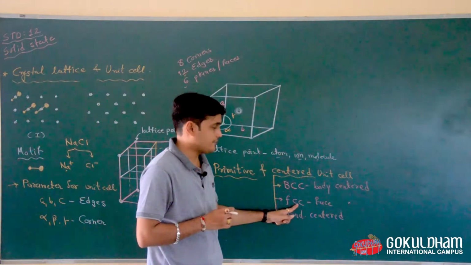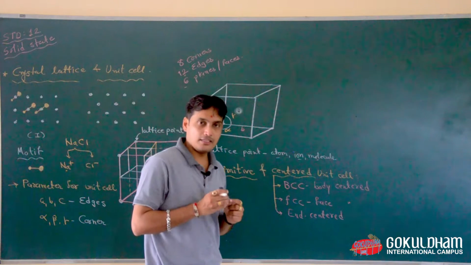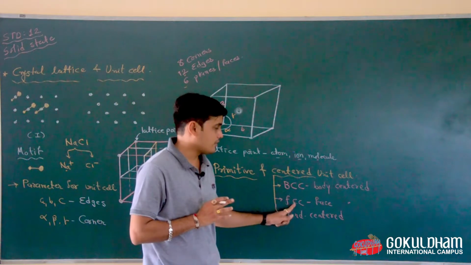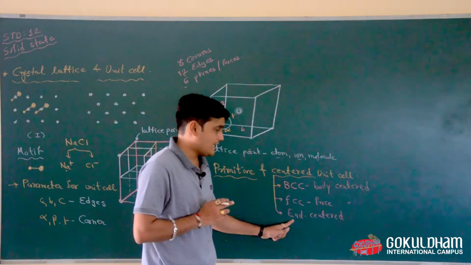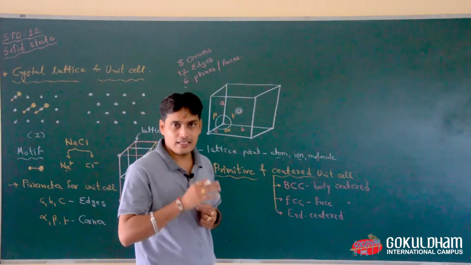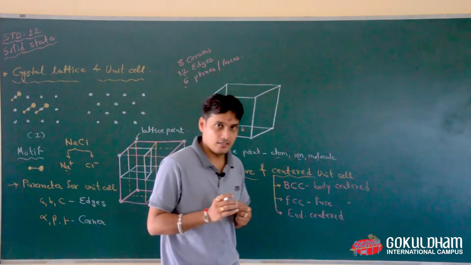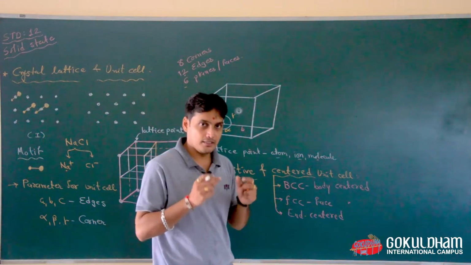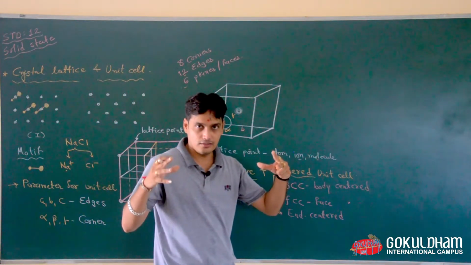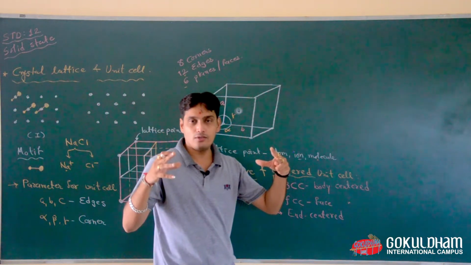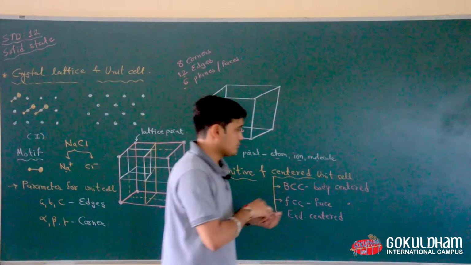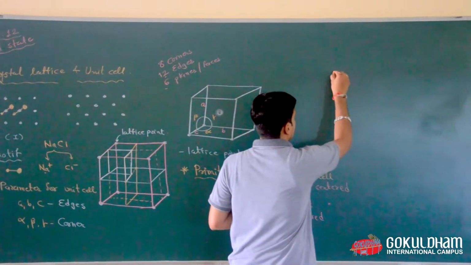So you can define this FCC as atoms being present on every corner as well as every face, so it becomes face centered. And in end centered, there is an atom on every corner and an atom present in a pair of faces, one face and the other face. Both the molecules are in opposite directions and the 4 planes are blank. So we can draw these.